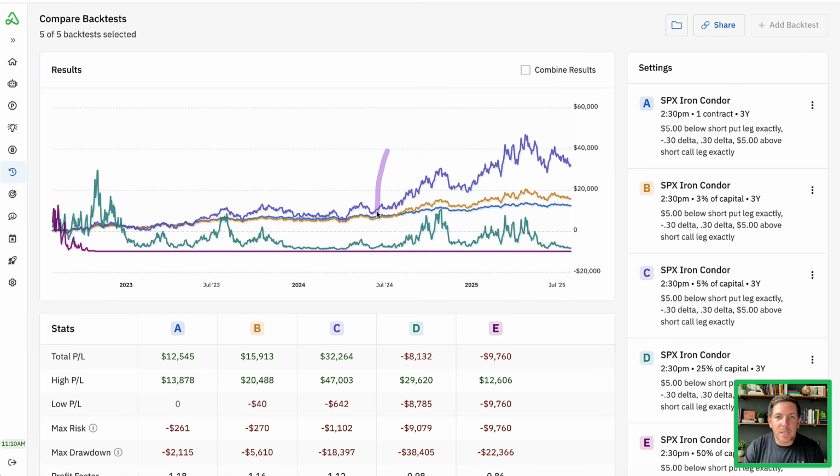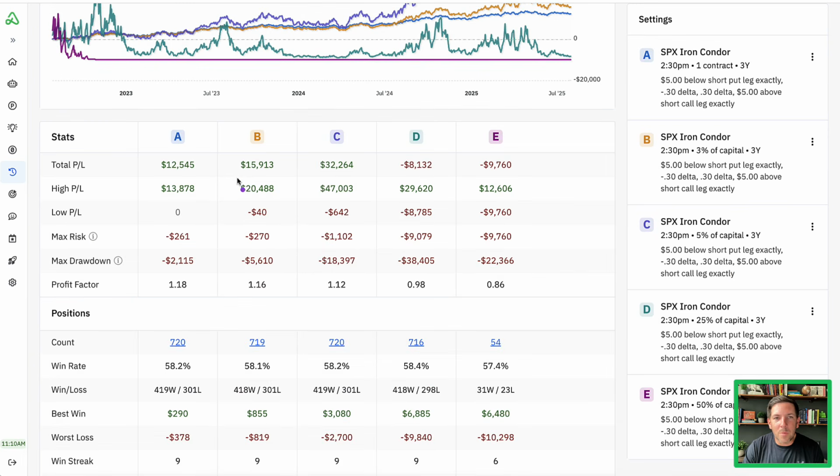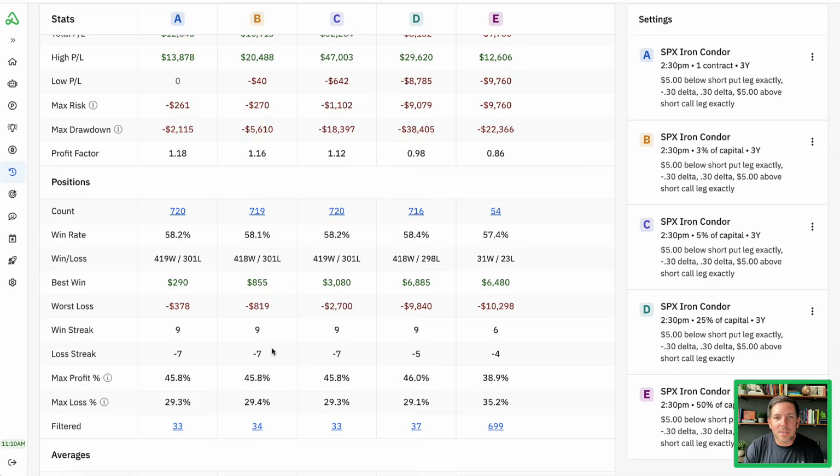It didn't always beat. It wasn't always the same. You can see right in here, if you kind of squint your eyes, that the orange line is actually underneath of the blue line, which was the base scenario. But at the end of the day, it seemed like it did a little bit better. So we had total profit that was a little bit higher. Our win rate was about the same. Consecutive wins and losses about the same.